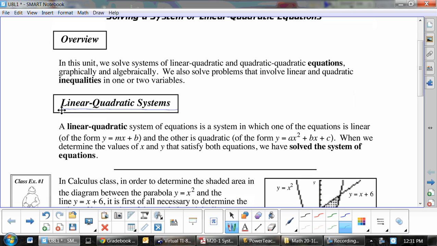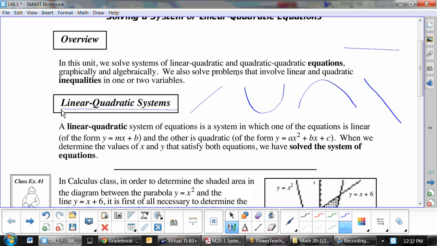Okay, so today we're talking about linear and quadratic systems. And so we'll remember linear are straight lines and quadratic are parabolas like that. Okay? So when we're talking about a system of equations, it just means that we have an equation that's linear and we have a different one that's quadratic.